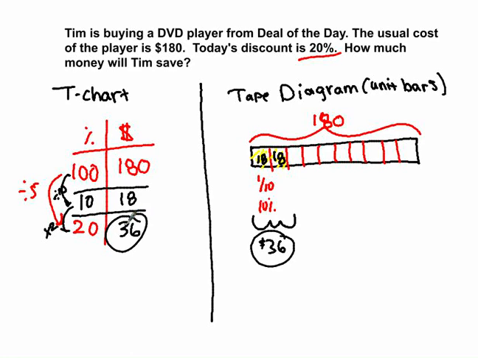Now, the question is also very important because it says how much money will Tim save, which is $36, but it might say how much money will it cost after the discount. If it said that, you'd have to do 180 minus 36. So you'll see questions like that as well.